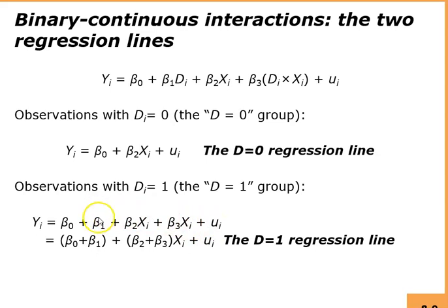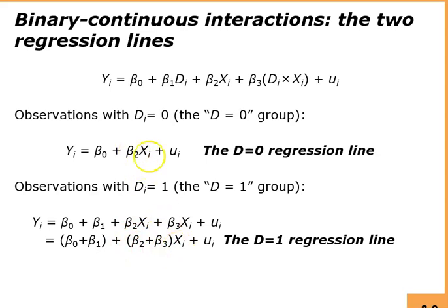Alright, so what does this mean then? It means that the intercept of this equation will become beta naught plus beta 1, while the slope of x will become beta 2 plus beta 3. So you can clearly see that these 2 equations are totally different as far as their intercepts are concerned, and also as far as their slopes of x are concerned.